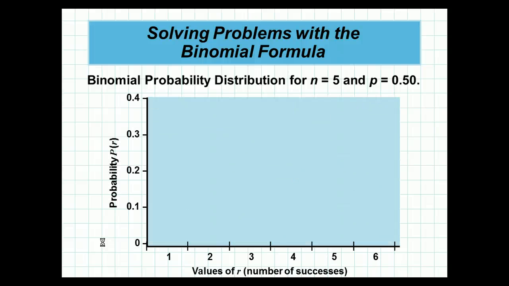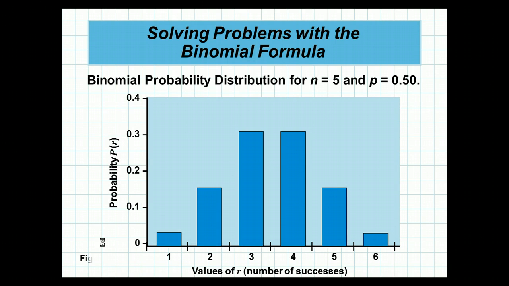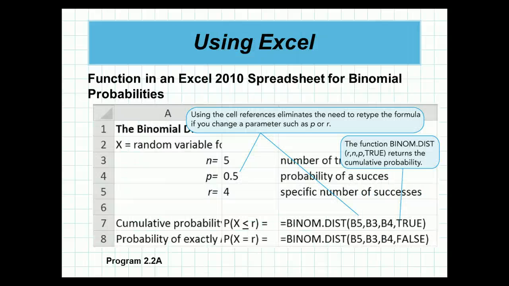So if we have the number of trials and a probability, the value of R we're going to use as the number of successes, and probability, of course, is P. We're going to look at what we're showing in this chart here. Okay, here's how you're going to solve this problem in Excel.